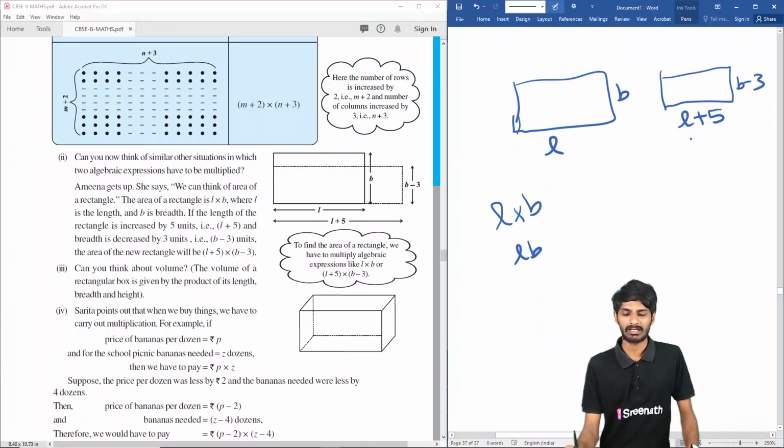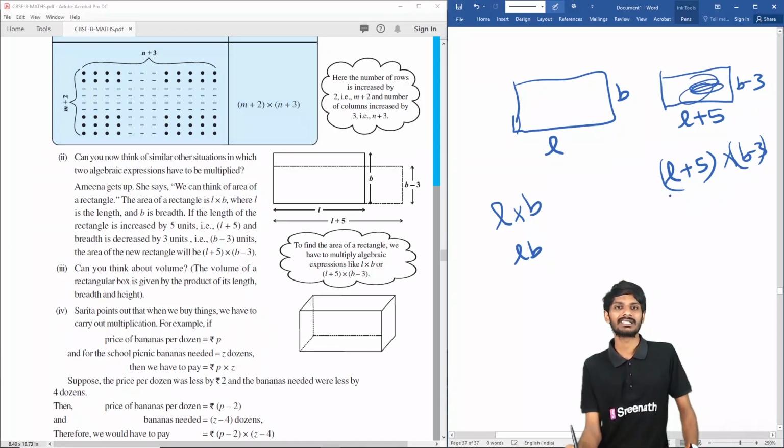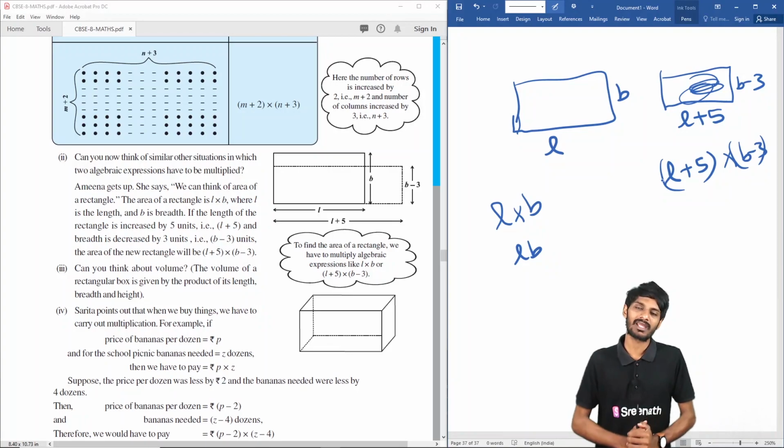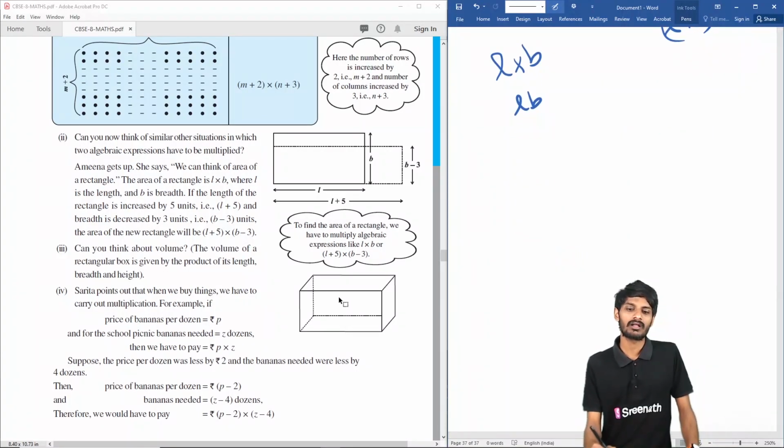Now if we do the task like this, what is the area of the newly formed rectangle? It is L plus 5 into B minus 3. So if we want to know the area, you have to do this multiplication, and this multiplication is nothing but an algebraic multiplication. So this is a situation where we really need algebraic expression multiplication. So that is one situation, students. And in the case of a cuboid also the same will work out.